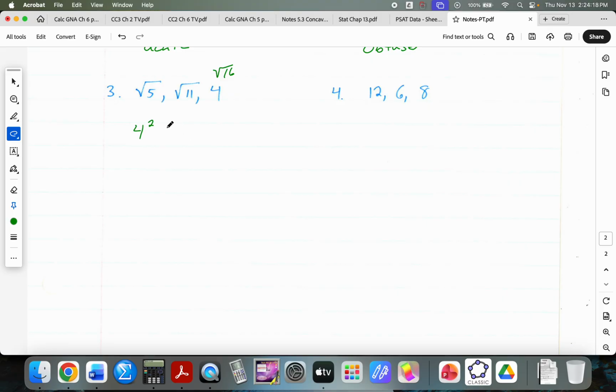So I'm going to compare 4 squared to the square root of 5 squared plus the square root of 11 squared. Well, we've already done 4. 4 squared is 16. The square root of 5 squared, that means the square root of 5 times the square root of 5. What is the square root of 5 times the square root of 5? It's 5. Plus, the square root of 11 squared is 11. This one's just right, so it is a right triangle.